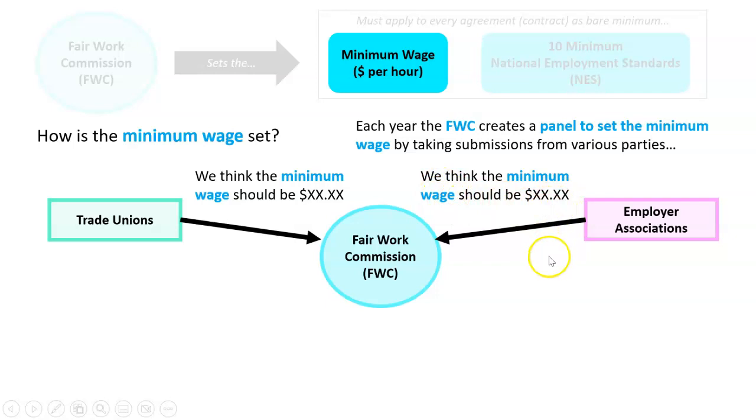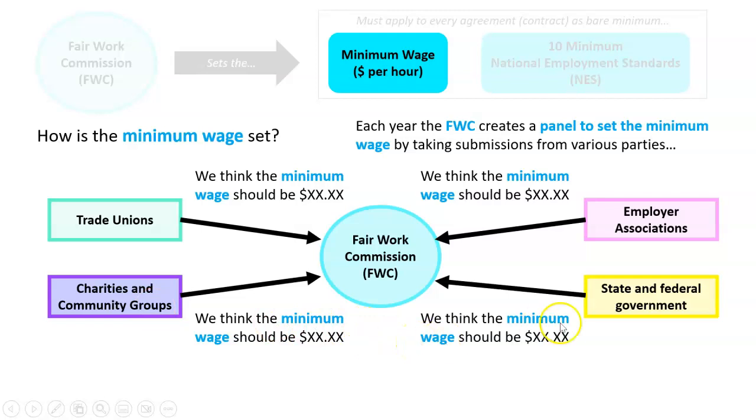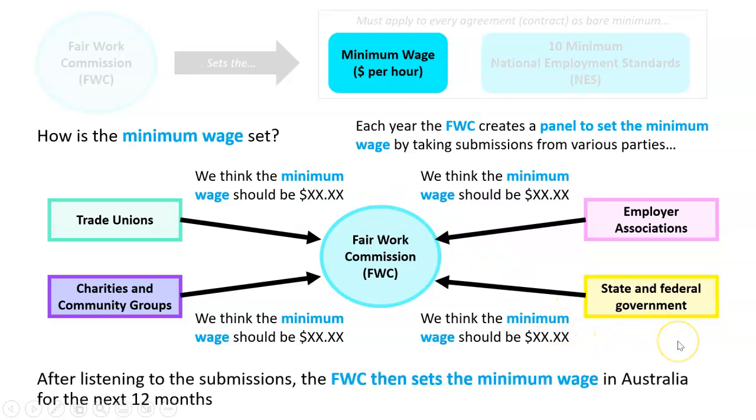But then that's not the only two groups they get feedback from. They get feedback from things like charities and community groups. Because the minimum wage usually applies to people making the bare minimum, they're the people that often have to get help from charities and community groups. So they come in and say, we think the minimum wage should be this. And then the state and federal governments also get to have their say. And what happens is the Fair Work Commission hears all these submissions and then they make a ruling.